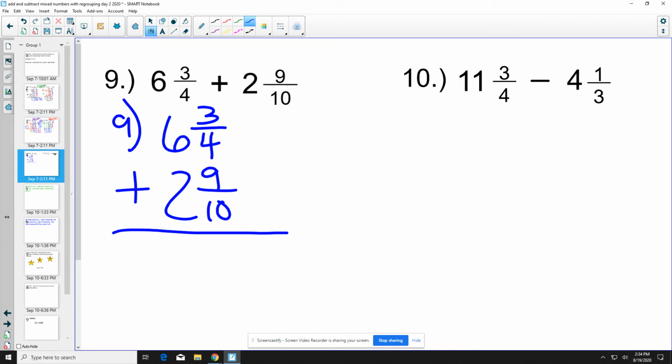Okay, so since you hit play, that means you're done. If you're not done with both, hit pause and finish 9 and 10 and then hit play. All right, here we go.